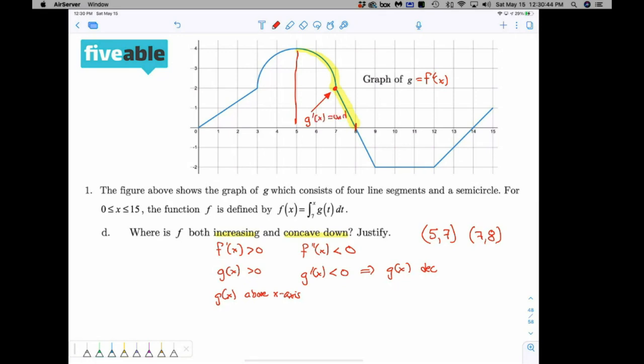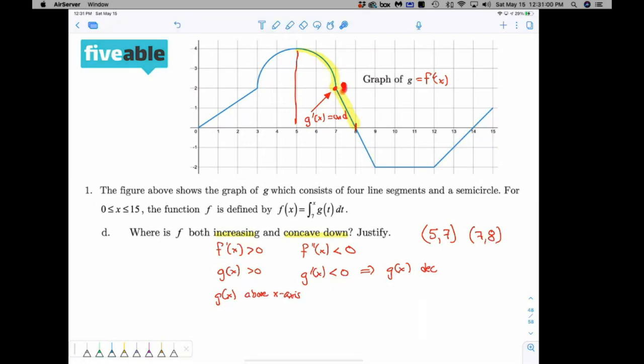The slope there is undefined. That is a cusp, or some of you might call it a corner. It's an abrupt change in the slope. Since G prime is undefined, my way of answering that says it's not less than 0, it's not greater than 0, it's not equal to 0. It's the fourth option, it's undefined.